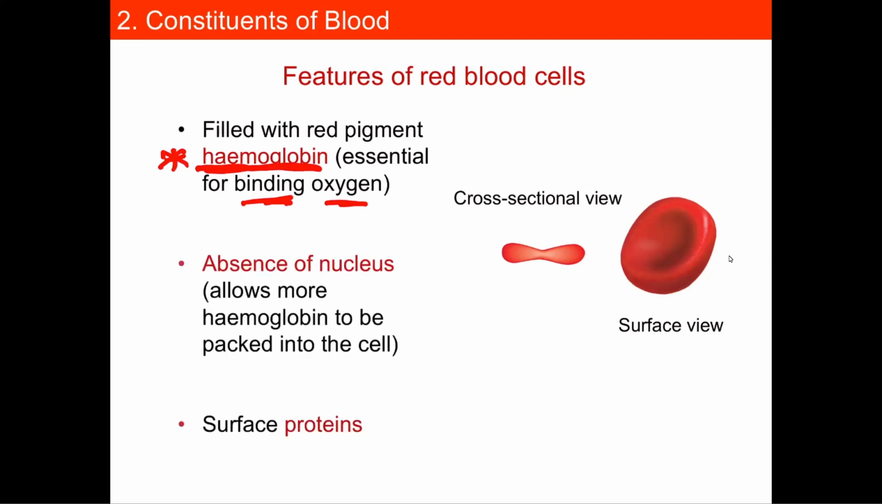And if you realize, red blood cells also have no nucleus. Now why is it important that it has no nucleus? It will allow you more space to carry hemoglobin into the cell, and hence when you have more hemoglobin, this leads to more oxygen that you can carry.